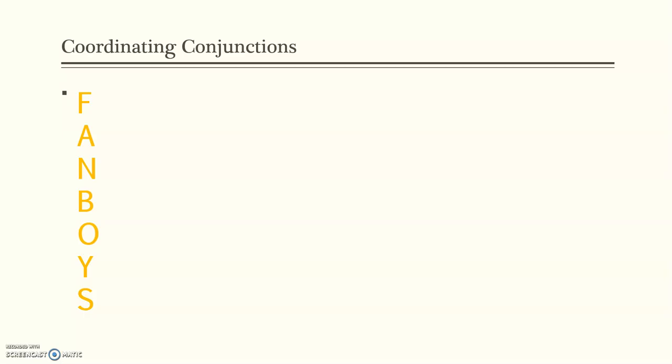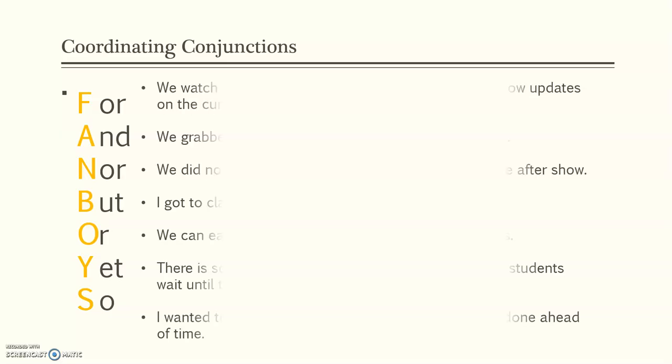However, when you're separating two independent clauses, a way to use a comma to give breath is to add what's called a coordinating conjunction. So try to remember this acronym here, Fanboys. Fanboys stand for the words that you can use to connect two independent clauses after a comma. We have the words for, and, nor, but, or, yet, and so.